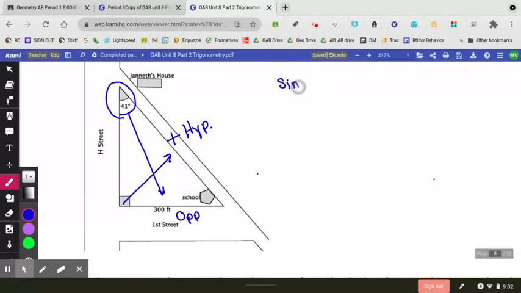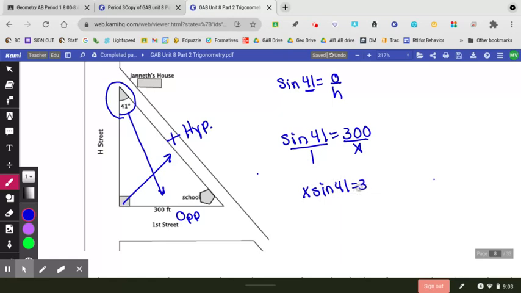So it's sine of 41 is equal to our opposite over our hypotenuse, and it's always the sine of our angle. So sine of 41 equals 300 over x. Sine of 41 is just a number, but I'm not going to find that yet. I put it over 1, I cross multiply. I have x times the sine of 41 equals 300. I divide both sides by the sine of 41.